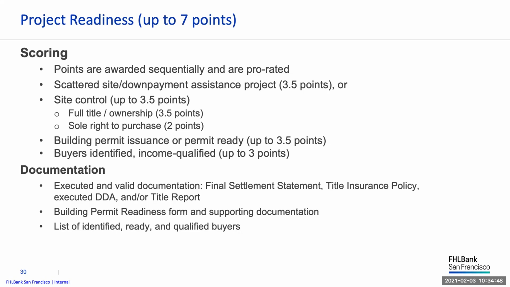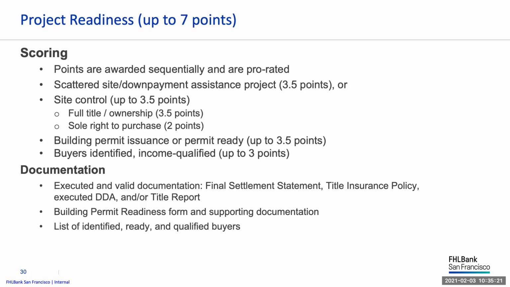having building permits. If you have a scattered site down payment assistance program with no construction or rehab, you automatically receive 3.5 points in lieu of site control and building permit issuance. If the project involves new construction or rehabilitation, then points are awarded based on fulfilling the two project milestones. The questions are ordered sequentially to match these milestones, and you must get points in the preceding question before qualifying for the next question. So this means you cannot get points for building permits unless you have full site control.